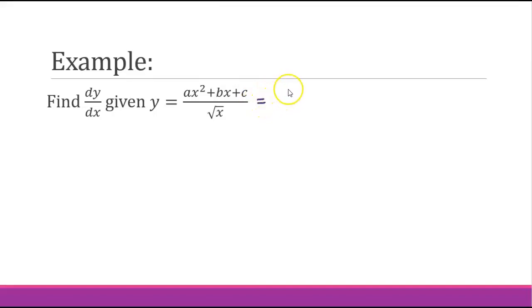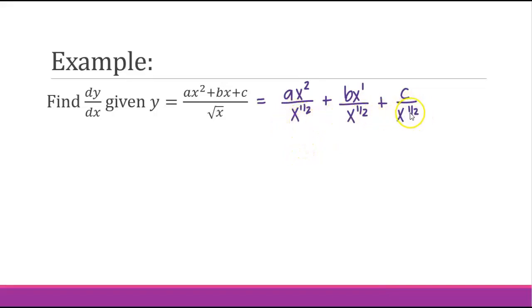I'm going to rewrite this first. Since there's one term in the denominator, I can split this up to be ax squared over x to the 1/2, so I'm rewriting the radical as the fractional exponent 1/2, plus bx to the first power over x to the 1/2, plus c over x to the 1/2.